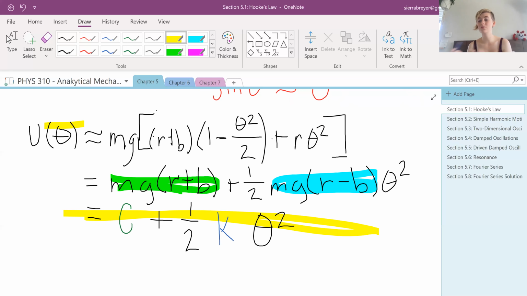So that's all of this chapter. It just goes over Hooke's law and how to use it for potential energy.